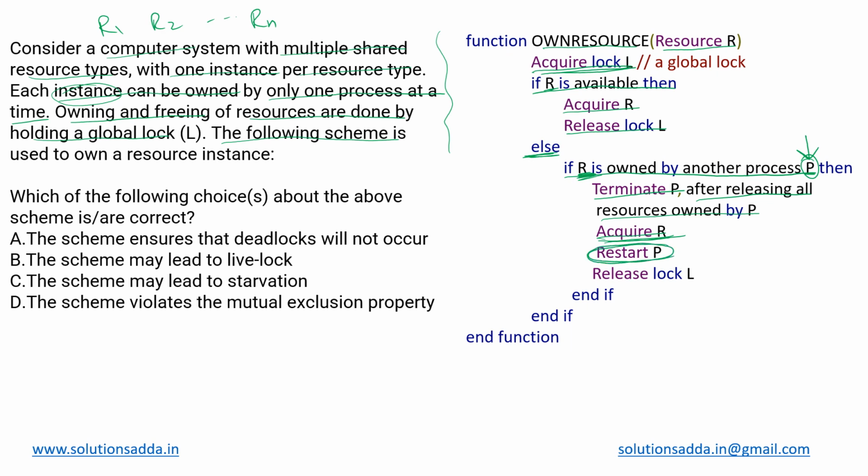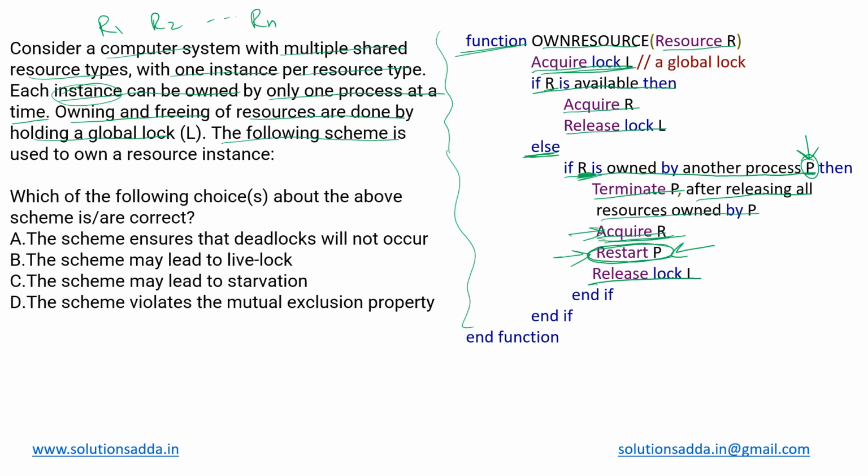So now this process P will again need to start from the beginning. It will also once again need to acquire all the resources that it needs. So it will proceed on its own. But for the current process which is executing this particular function, what will it do? It is simply terminating it, acquiring its resources. It is restarting that killed process and then releasing its own lock. So this is the mechanism being used.